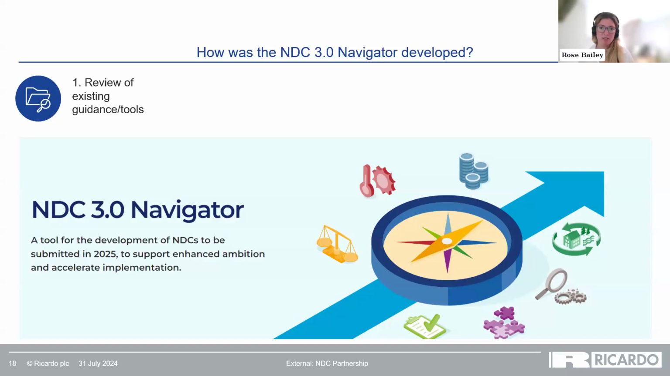The aim of the Navigator is not to, as we would say, reinvent the wheel, but really to understand what exists out there, what the good practices and the guidance are that can be brought together in one place in a much more accessible way to support this next round. So the first step was really to understand that landscape of information that exists.